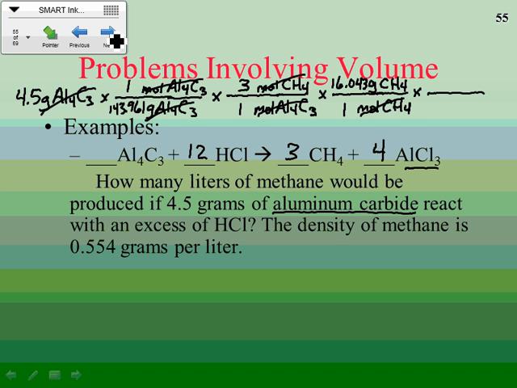Okay, so now we need to go from grams of CH4 to, can we do that? I don't know. Grams to liters. I mean, we got to get to liters somehow, right? This right here, the 0.554, another way to write that is that's how many grams there are in 1 liter, right? Oh, then yes, do that. So let's do that, okay?